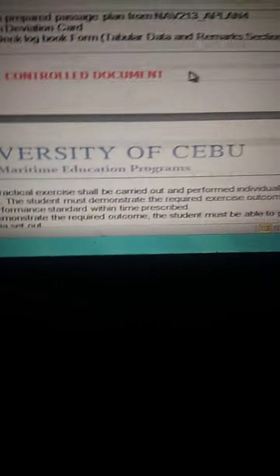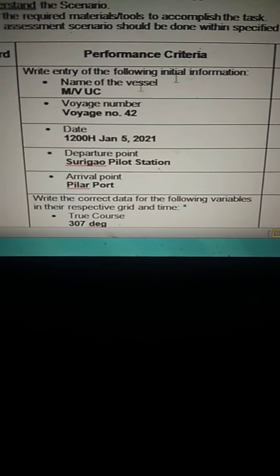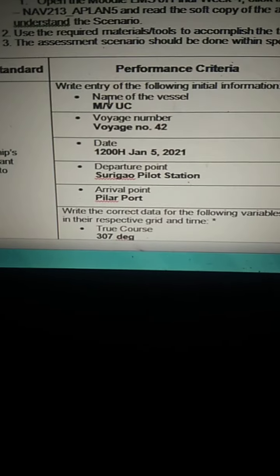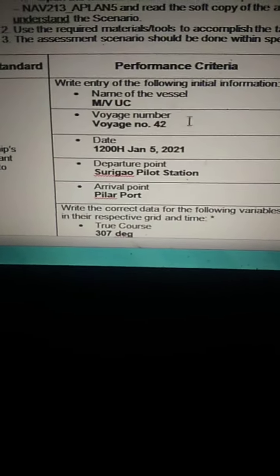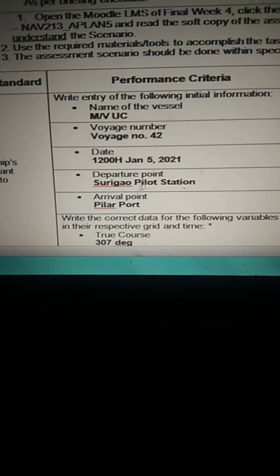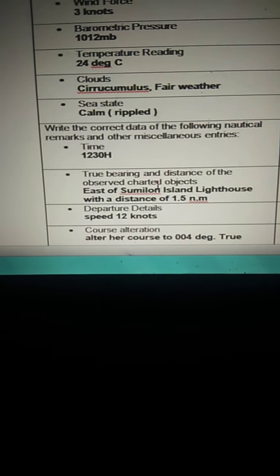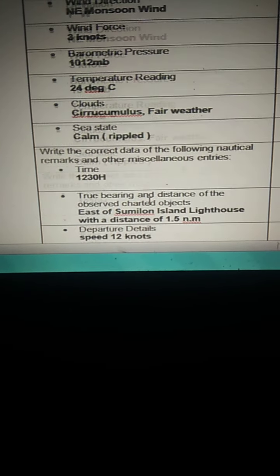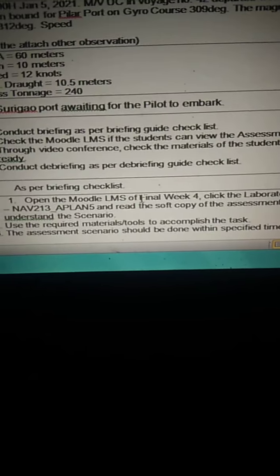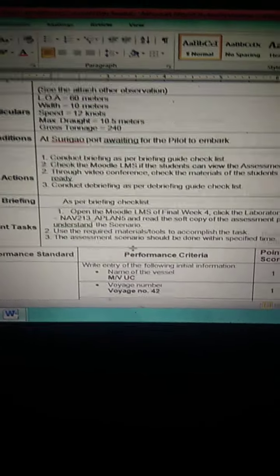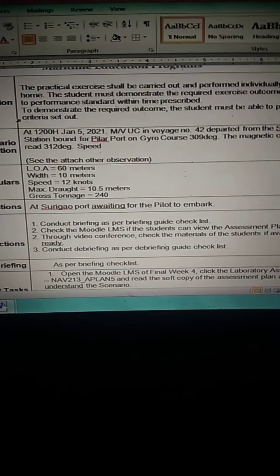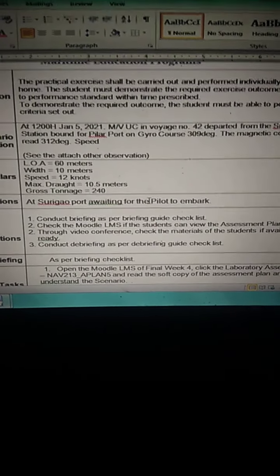First, you need to identify the following. We define first the name of the vessel, voyage number, date, departure point, arrival point, and also the departure details and so on. So, how do we get that? We get that from here and here.